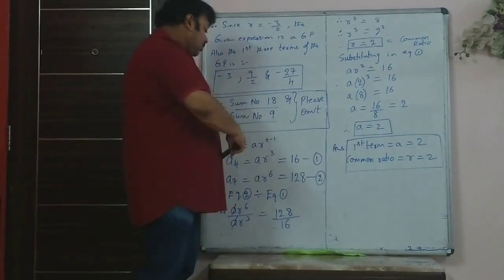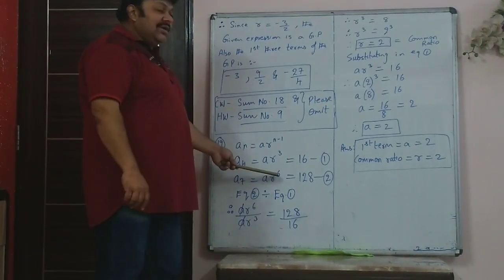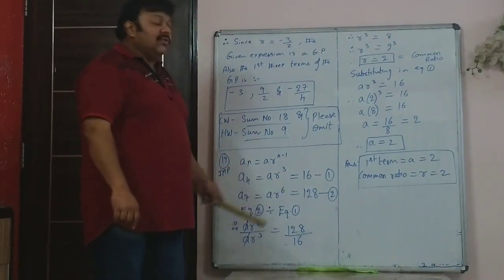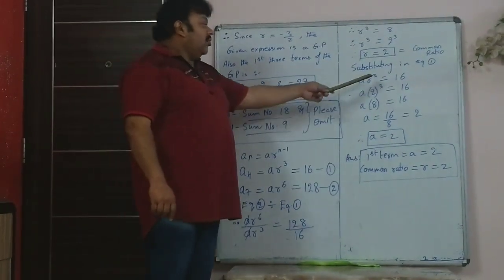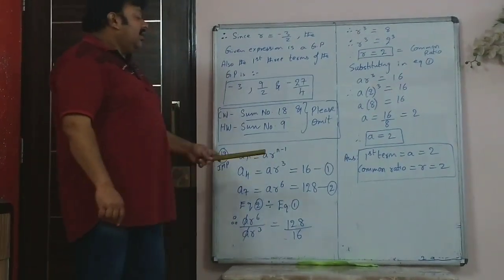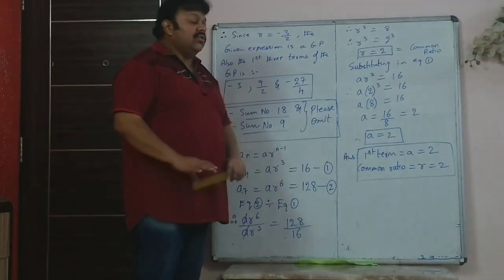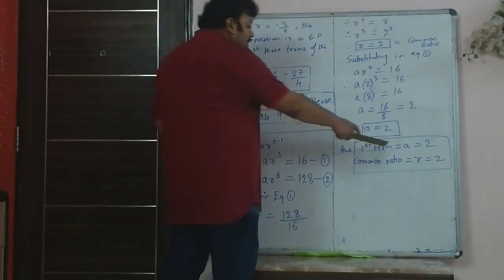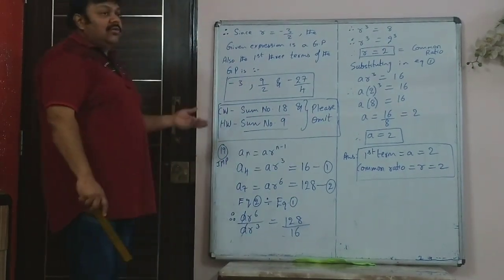Substituting r is equal to 2 in the simpler equation. Instead of taking r raised to 6, it is easier to go with the one which has lesser power of index. So a r cube is 16. 8, 2 cube is 16, 2 cube is 8. So a is equal to 2. You are asked to find a and r. So the first term is a, that is 2. And the common ratio is r, in this case that is also 2.